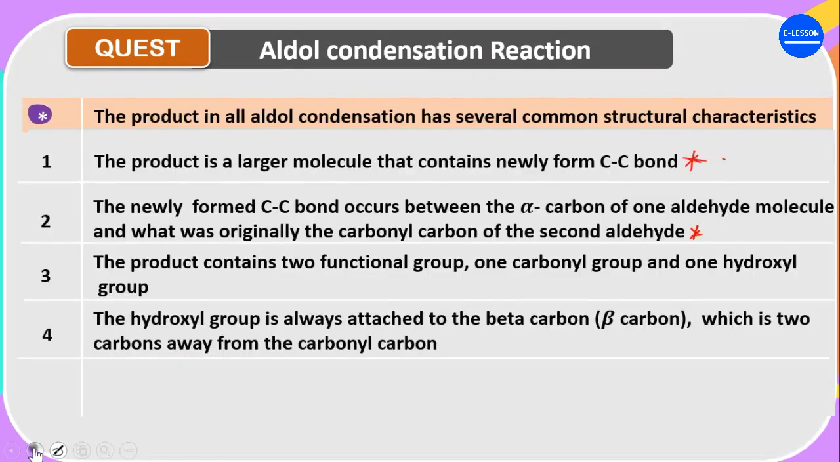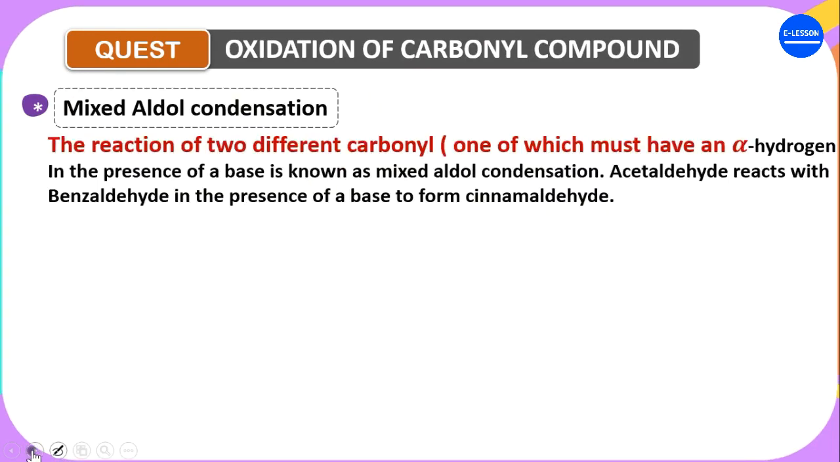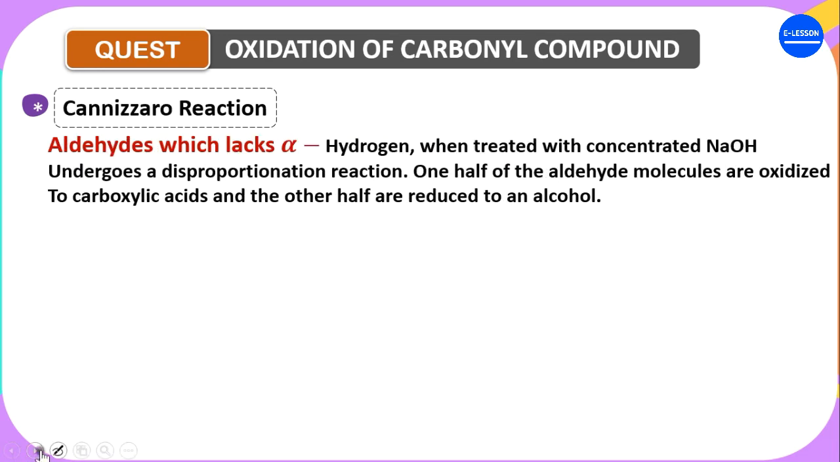Are you getting it now? So in a situation where the reaction is between two different carbonyls, one must have an alpha hydrogen, in the presence of a base, it is known as the mixed Aldol condensation reaction. For instance, acetaldehyde reacts with benzaldehyde in the presence of a base to form cinnamaldehyde. Now, what is acetaldehyde? We've looked at the structure of acetaldehyde, which is CH3, C double bond O, and then H. Now, what is the structure of benzaldehyde?